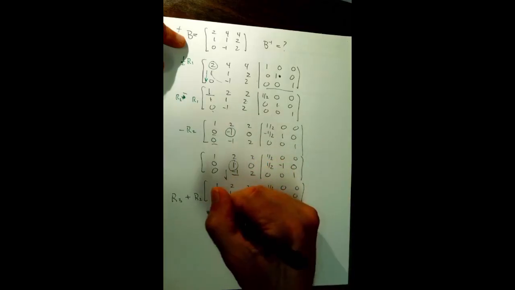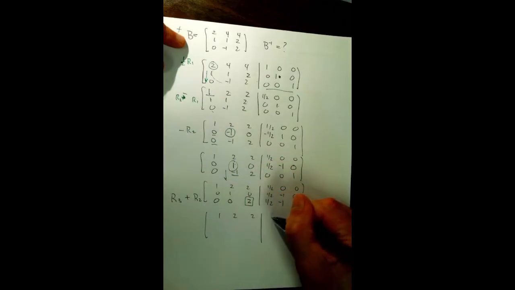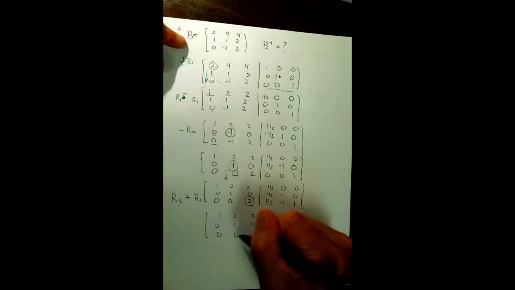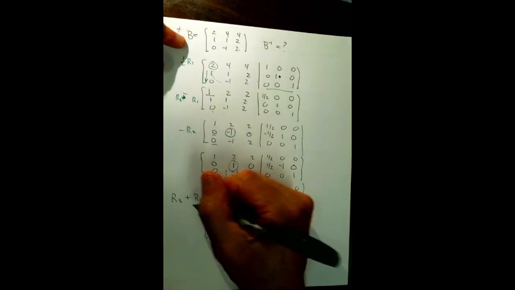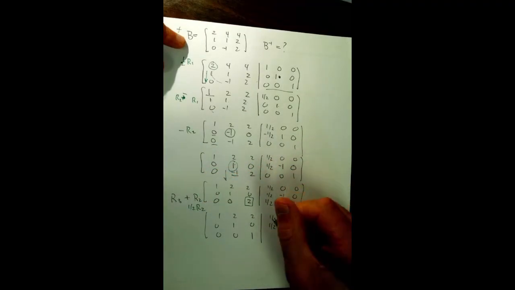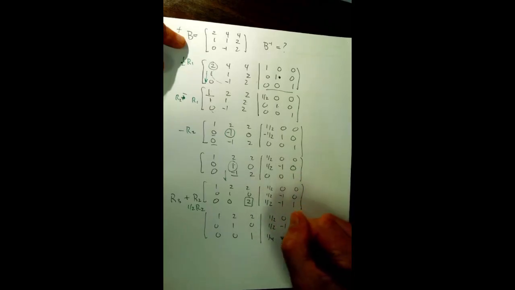So I'm going to go down to the next row, which means I'm going to leave these 2 rows alone, but I know that I'm going to have a 1 here, and the way to do that is by taking 1/2 of row 2. So 1/2 times 1/2 is 1/4. Minus 1 times 1/2 is minus 1/2. 1/2 times 1 is 1/2.